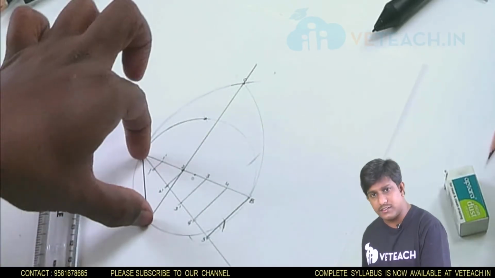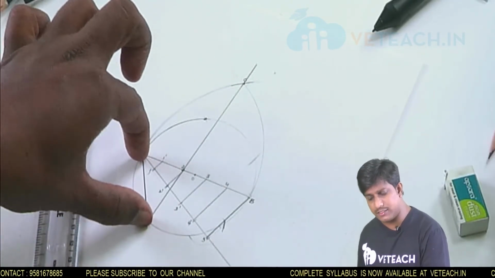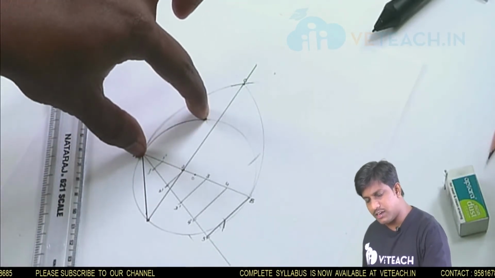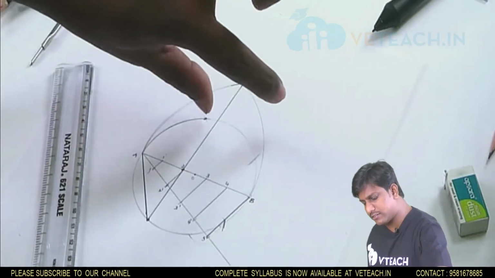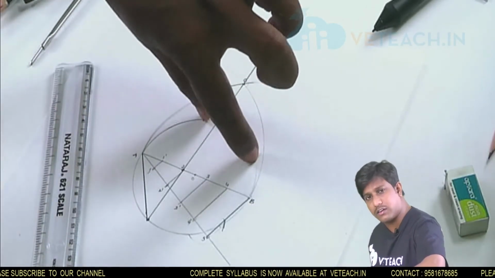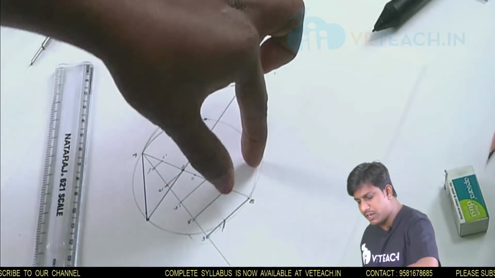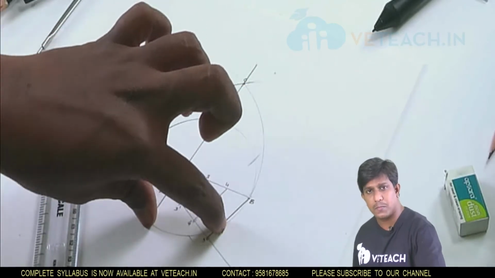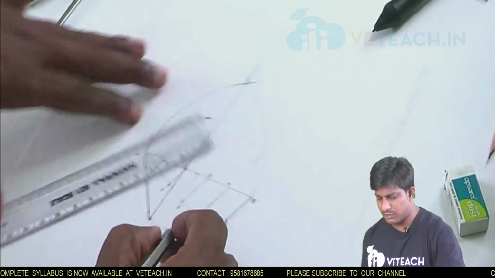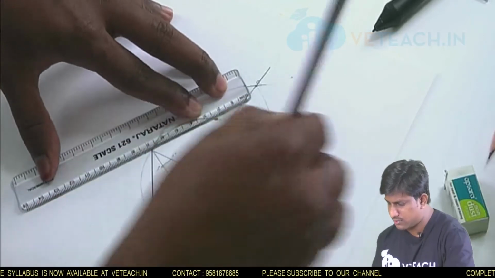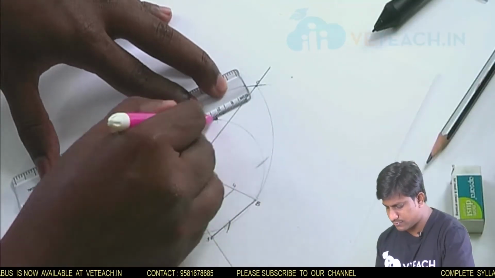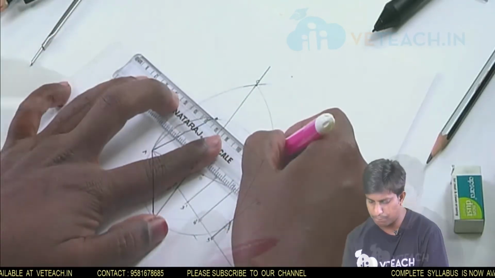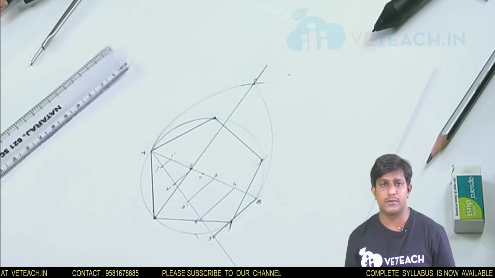By taking this length, draw an arc from A on the circle. Take the same radius from here and draw another arc. From the same point draw another arc, or you can draw from here also. You will get the same measurement. Then join all these lines. Here we got a pentagon.